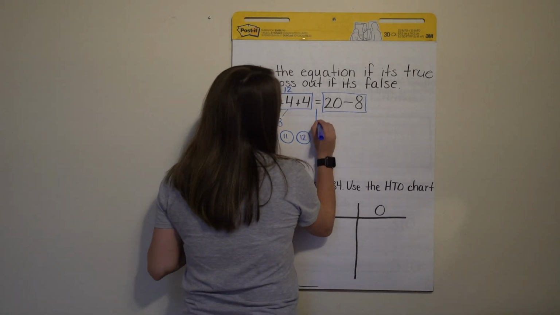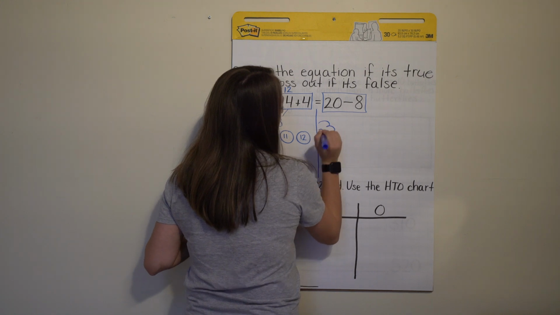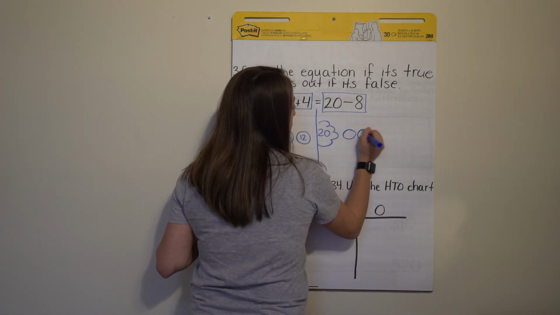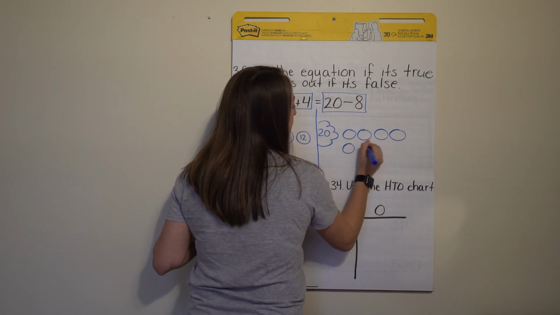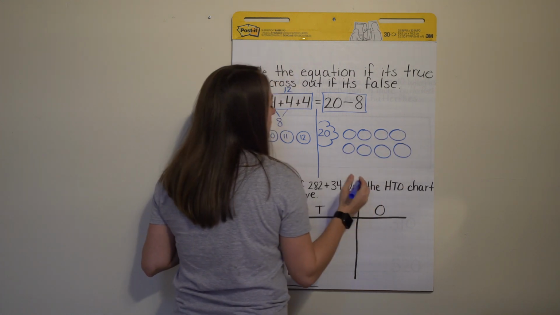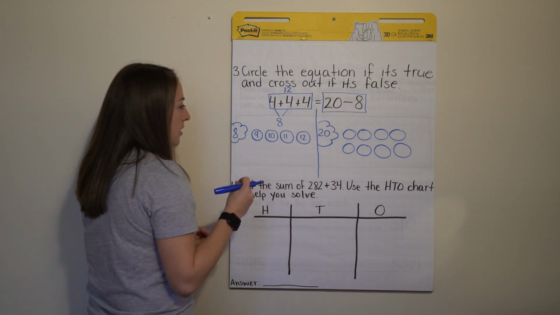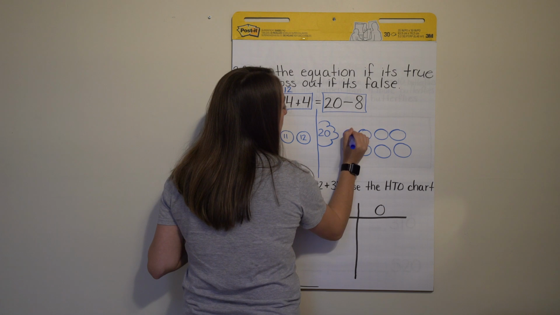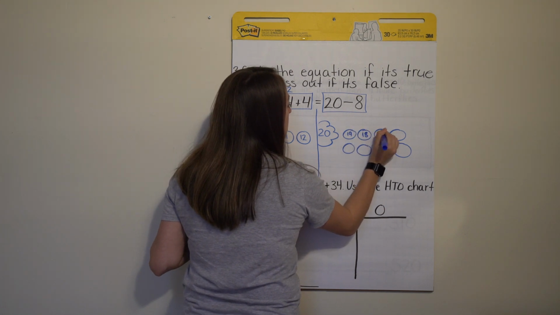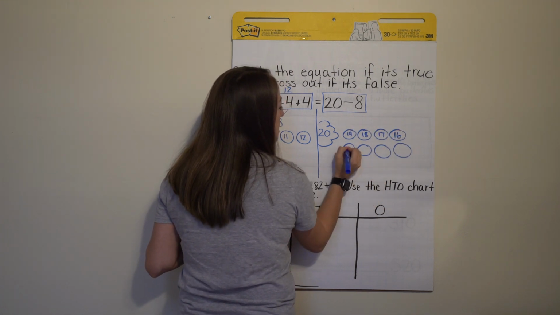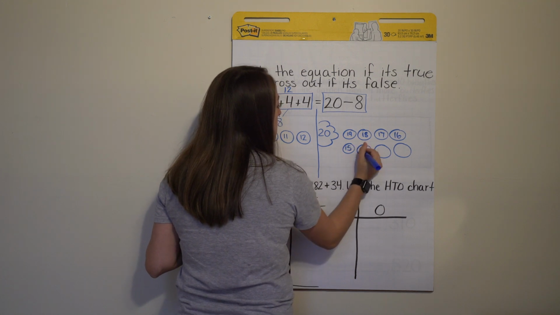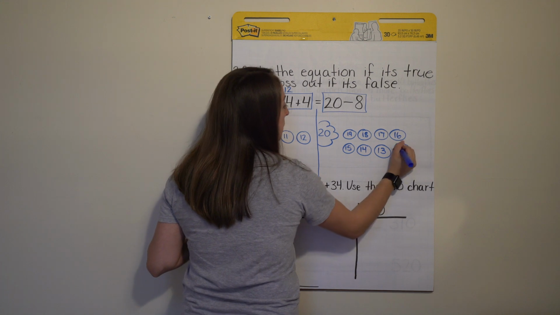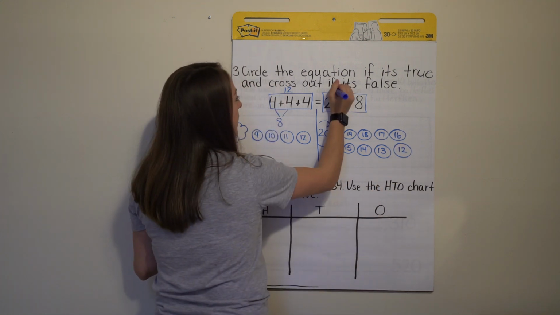Okay, so first I'm going to put 20 in my brain. Then I'm going to draw 8 circles. 1, 2, 3, 4, 5, 6, 7, 8. I'm going to count down because it's telling me that I need to subtract. So 20, 19, 18, 17, 16, 15, 14, 13, 12. We're going to write our answer here.